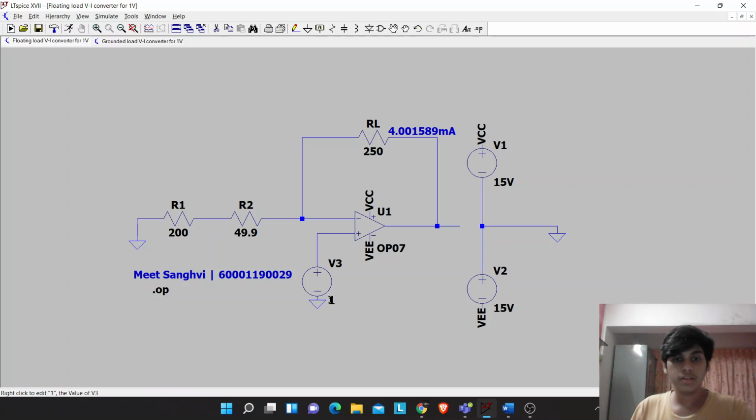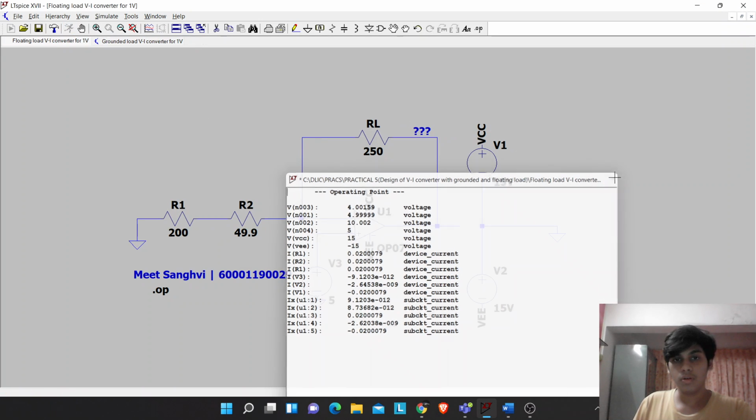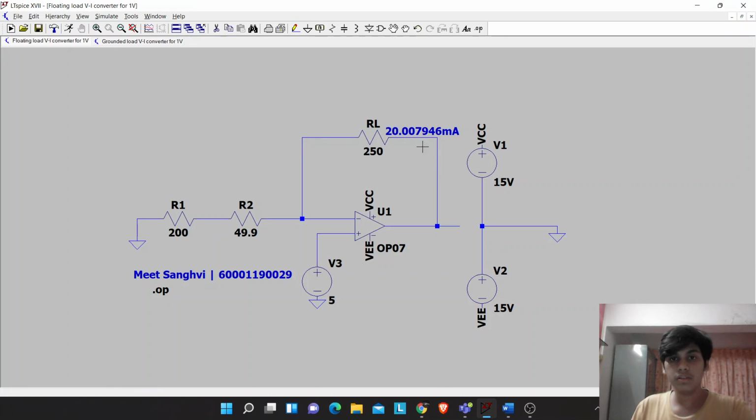Now we change it to 5 volts and we run the circuit again. Close this. And so it gives us 20.007946 milliamperes, which is very close to 20 milliamperes, which was our desired output. So this means that our circuit is in working condition.